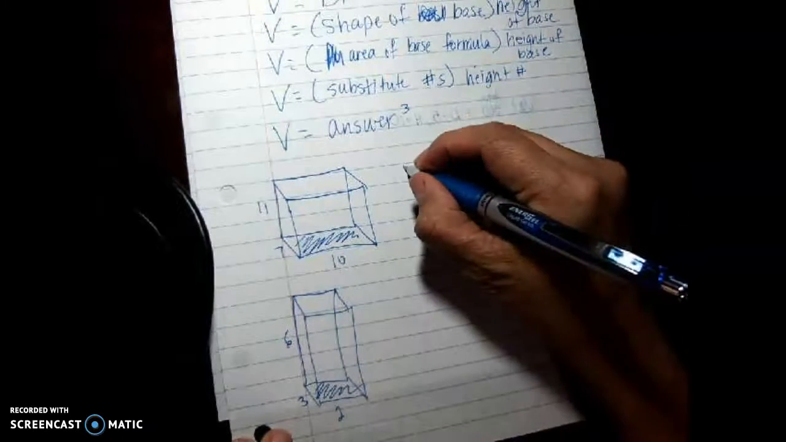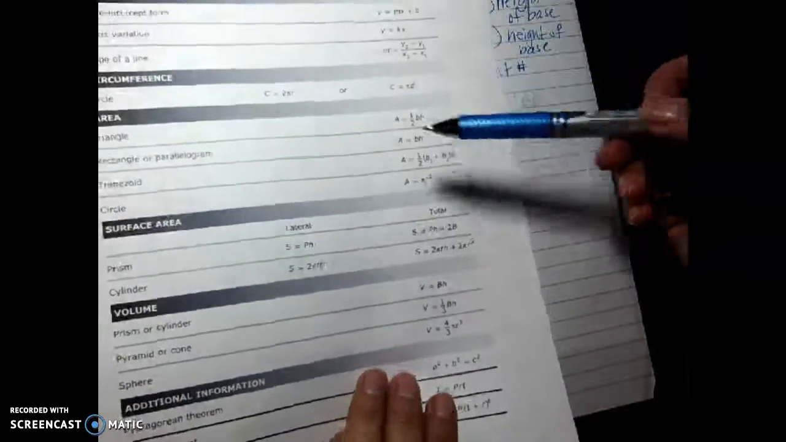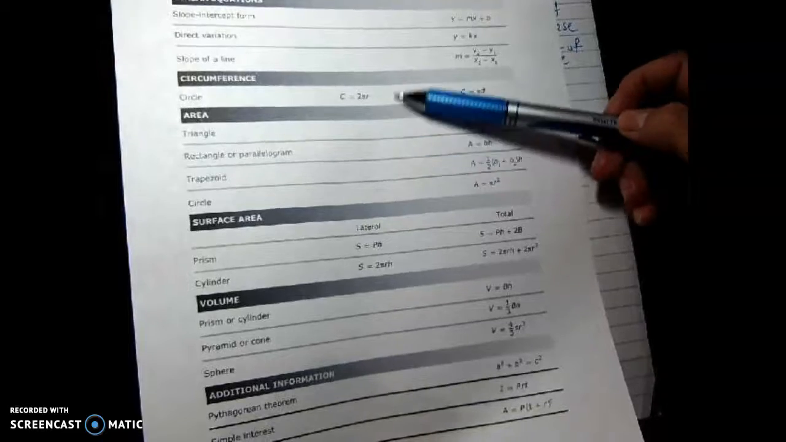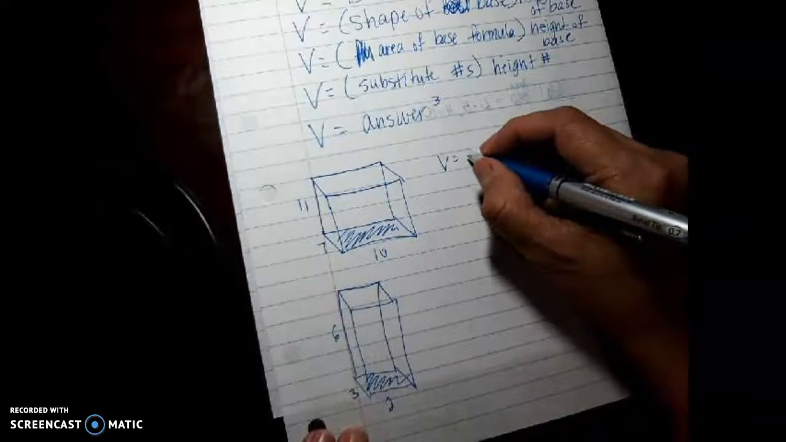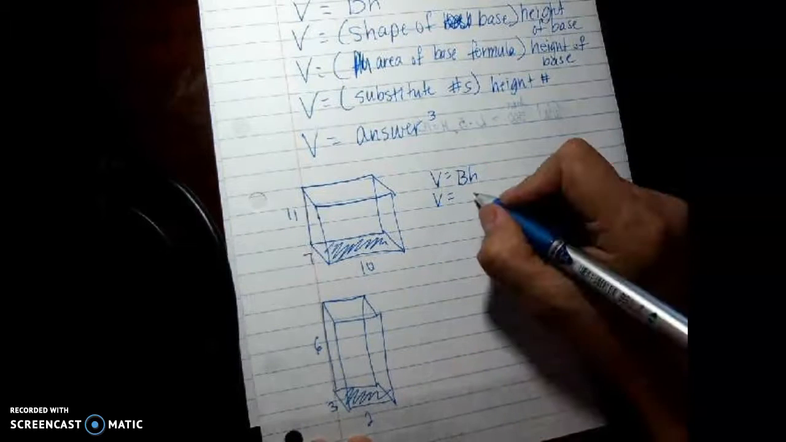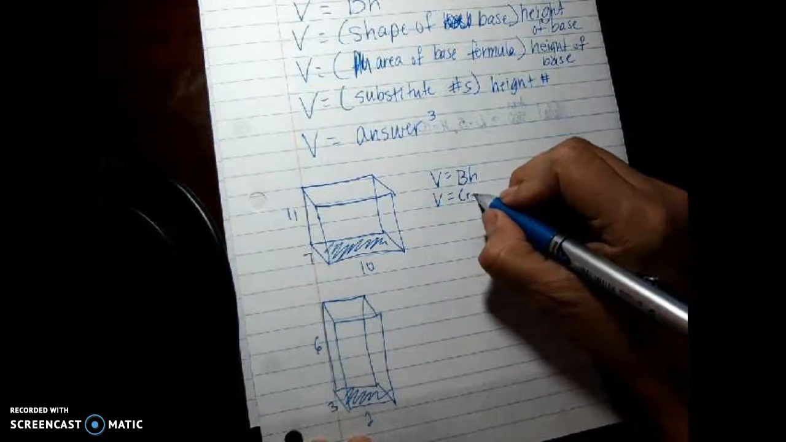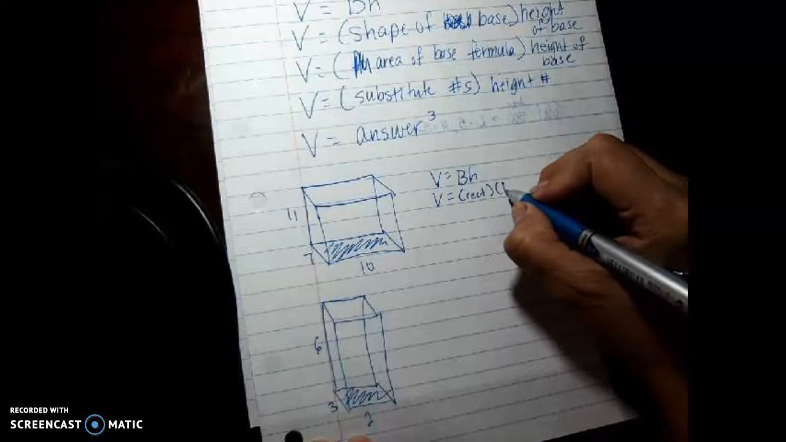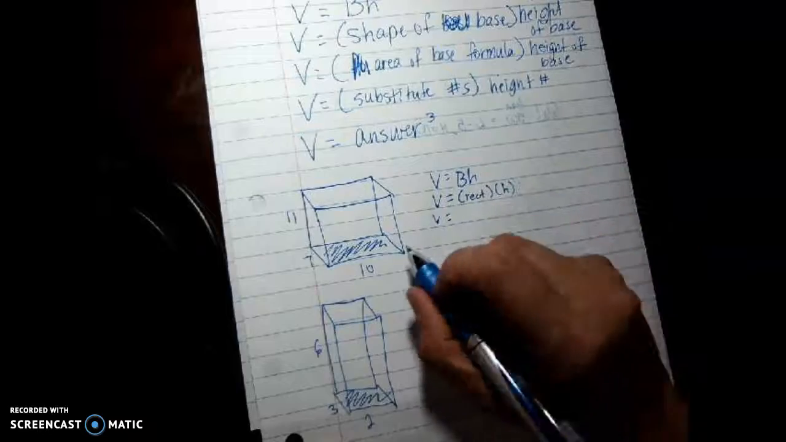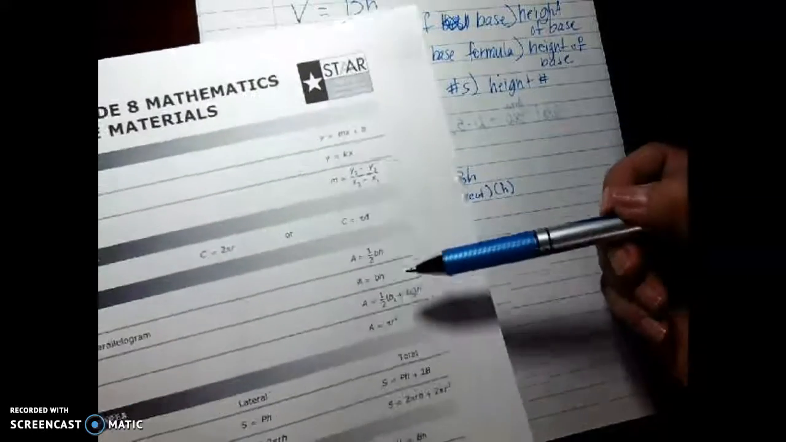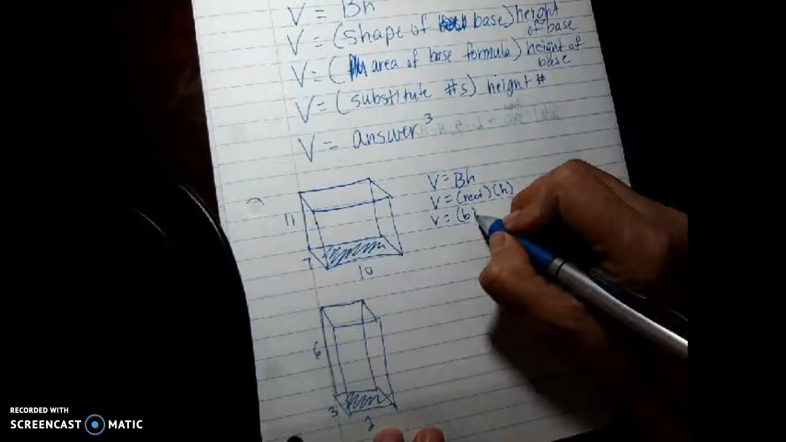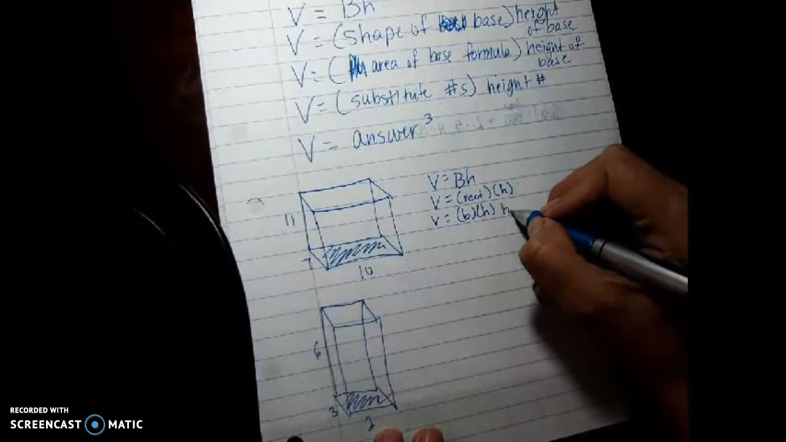So the first V is, and I get the formula from volume, V equals big B H. Big B refers to the area of the base. So V equals big B H. The second V, we're going to put the shape of the base, which is a rectangle. And then we're going to put an H just for the height of the base. The third V, we're going to put the rectangle formula, which is B H. And then there's going to be another H for the height.